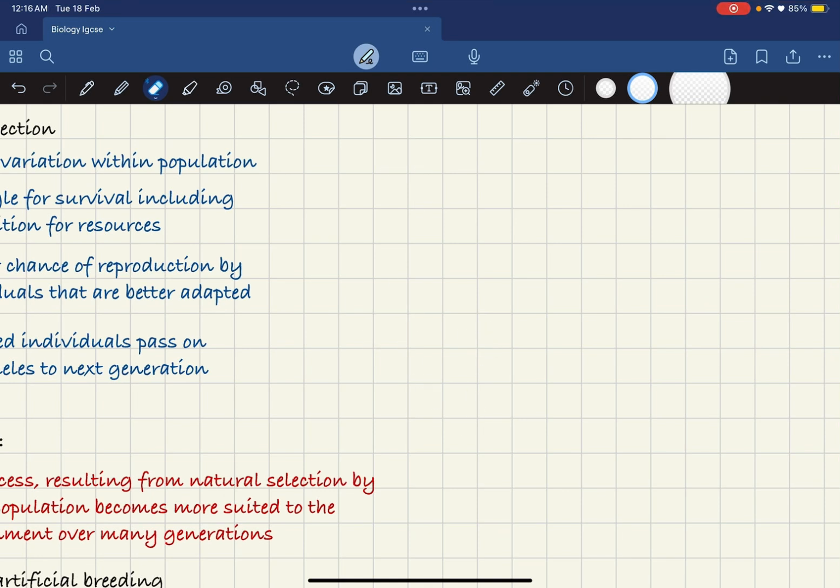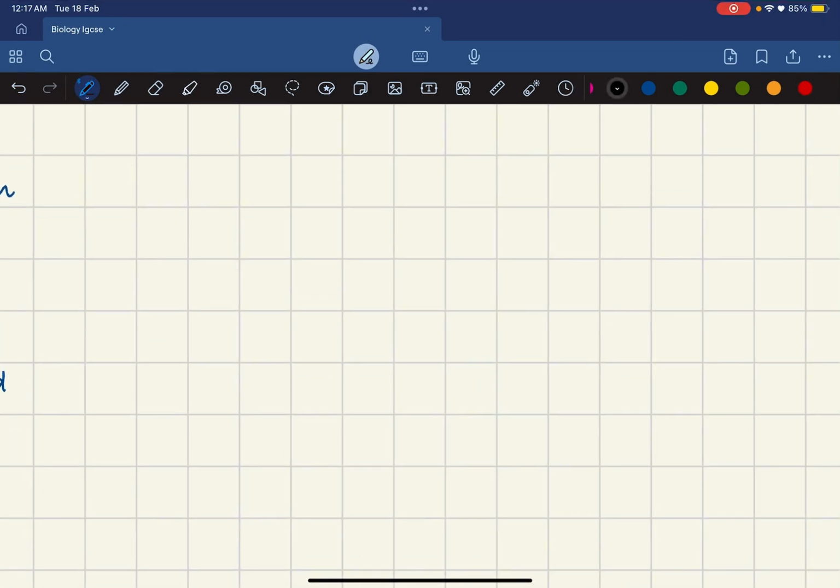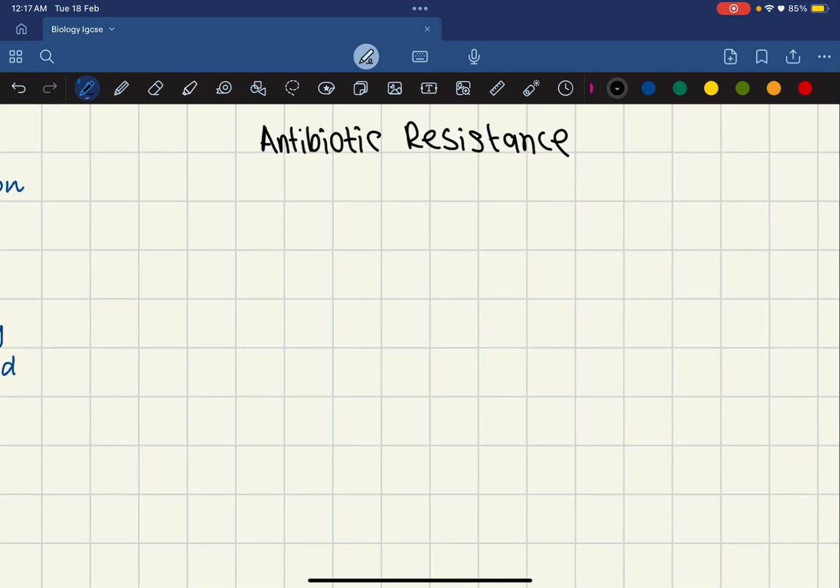And you know what, another example of natural selection is antibiotic resistance. Now antibiotic resistance is a very dangerous thing, to be honest. A lot of our doctors, whenever we get sick, give us antibiotics, and every single time they give us that, they always tell us to complete our dose. Now the reason for that is natural selection.